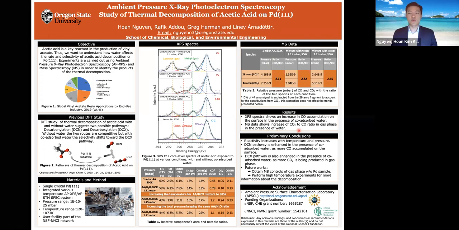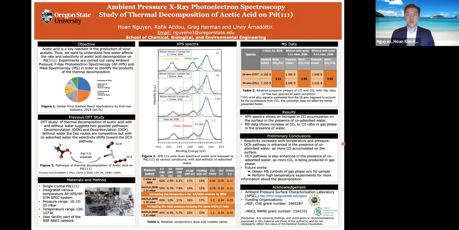To tie everything together, I would like to pull out some preliminary conclusions. The data suggests that the reactivity increases with temperature and pressure. Both of the pathways are enhanced in the presence of co-adsorbed water, and we see more carbon monoxide accumulated on the surface and more carbon dioxide being produced in the gas phase.